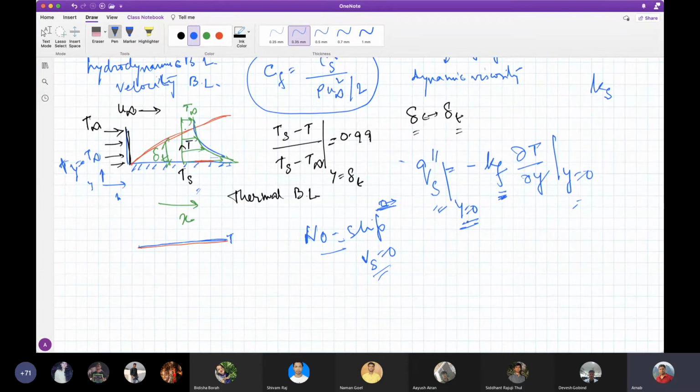Soham, go ahead. So I had a doubt. There is a formation of thermal boundary layer, right? Yes. So I wanted to ask whether it's because of conduction or advection, because we say that when boundary layers are formed, inside the boundary layer the flow is laminar. So can we say that it's only because of conduction? Why will convection not happen in laminar flow?